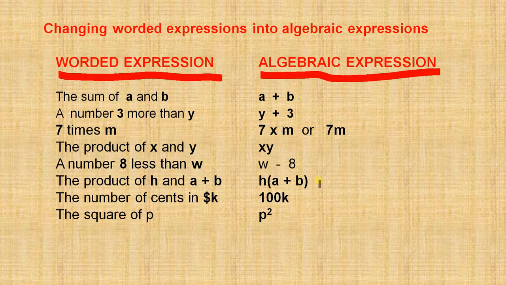The product of h and a plus b, again product is multiplication, and we use grouping symbols here because we multiply the h by a plus b. The number of cents in k dollars. Now we know that $1 contains 100 cents, so k dollars must be 100 times k, because there are 100 cents in a dollar. And the square of p is obviously p squared.